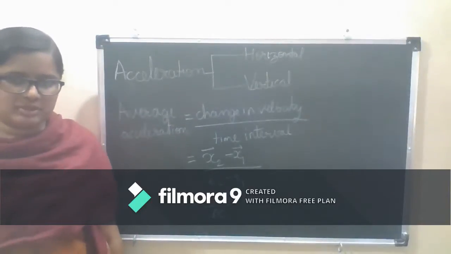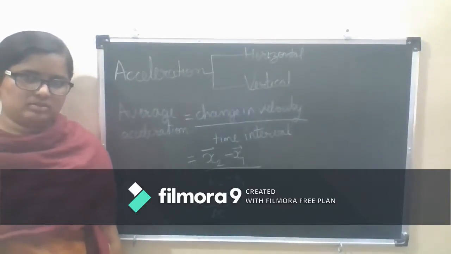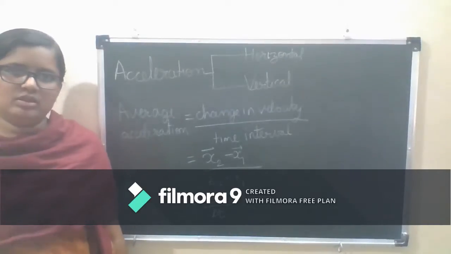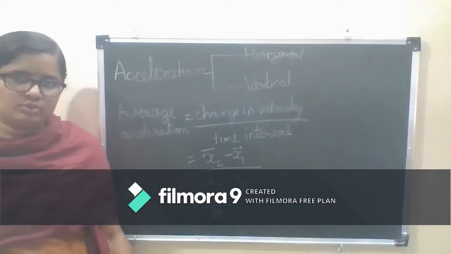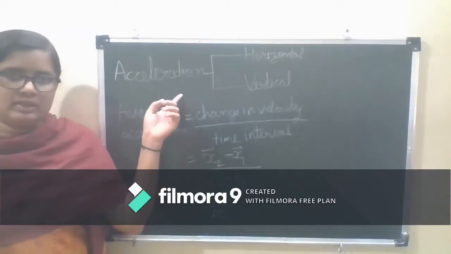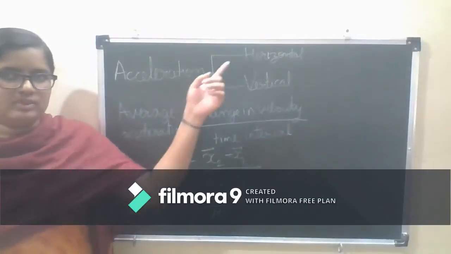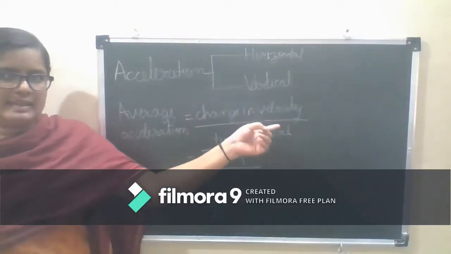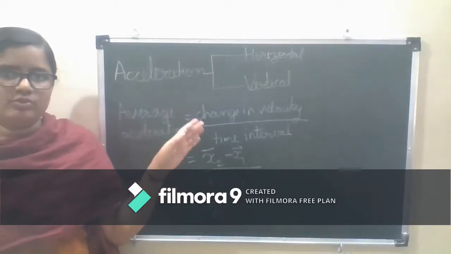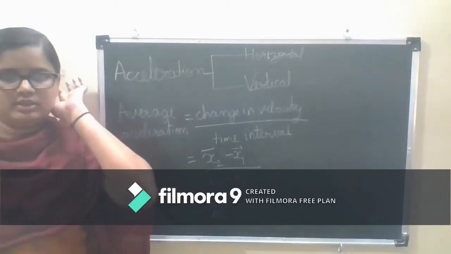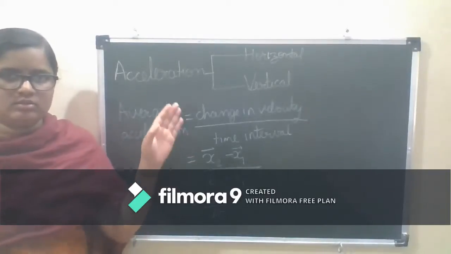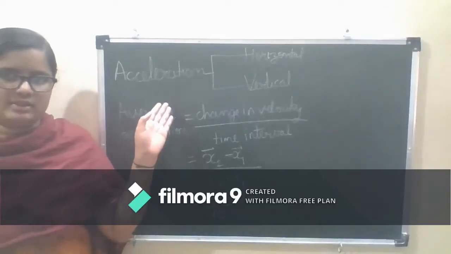Now in this chapter we have completed distance, displacement, speed, velocity, and now we are going to study acceleration. There are types of acceleration. One is horizontal and second is vertical. Till now we have studied the instantaneous and all the terms. Now it remains to study acceleration.